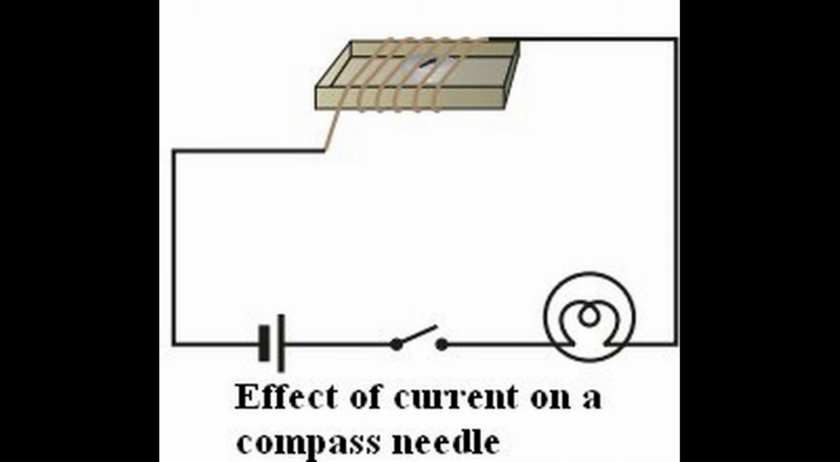Bring a bar magnet near the compass needle. Then observe what happens. Now, while watching the compass needle carefully, move the switch to the on position. What do you observe? Does the compass needle deflect? It will move. Move the switch back to the off position. Does the compass needle come back? You can check the position.